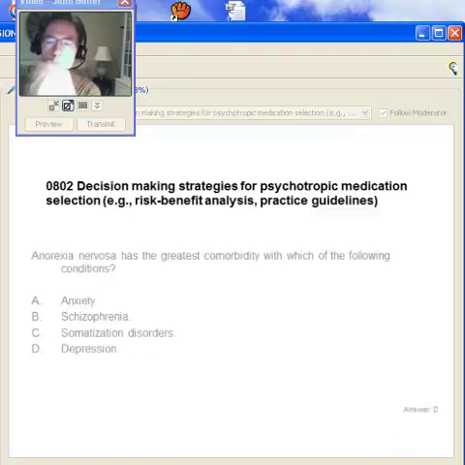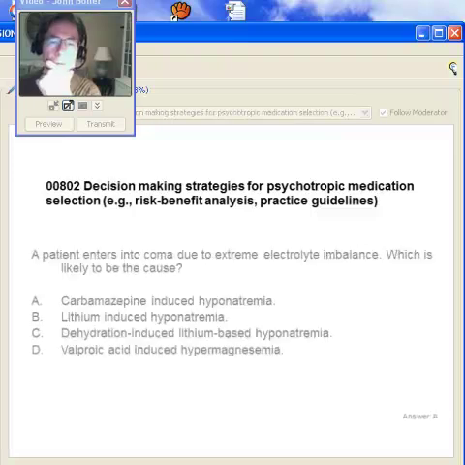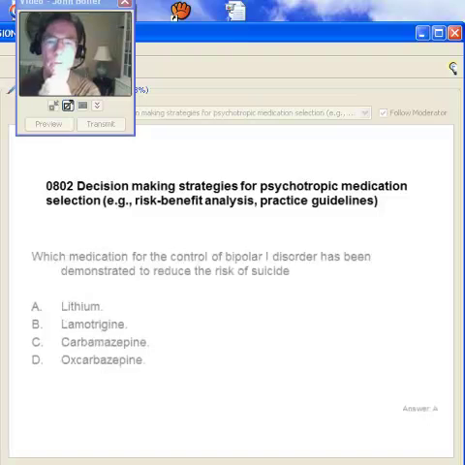Decisions in making strategies for psychotropic medication selection. Anorexia nervosa has the greatest comorbidity for which of the following conditions? It's depression. Decision-making strategies for psychotropic medication selection, risk-benefit, practice guidelines. Again, it's a simple question. Decision-making strategies for psychotropic medication selection, risk-benefit, that's the same thing.